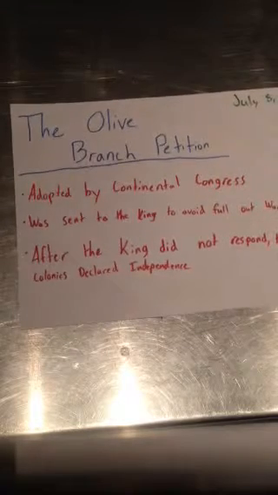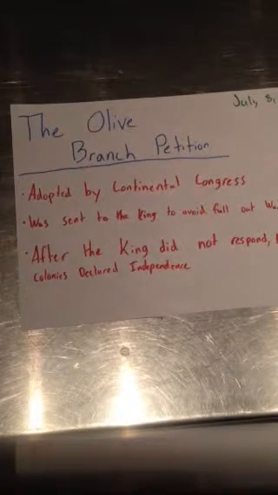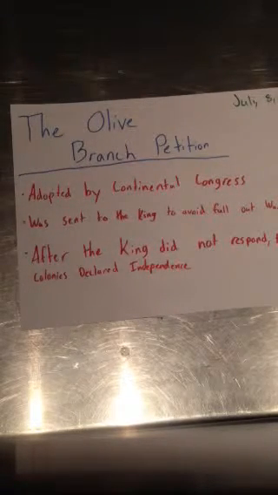The Olive Branch Petition. This was adopted by the Continental Congress. This was sent to the king to try to avoid all-out war. After the king did not respond, the colonies went on to declare independence from Britain.